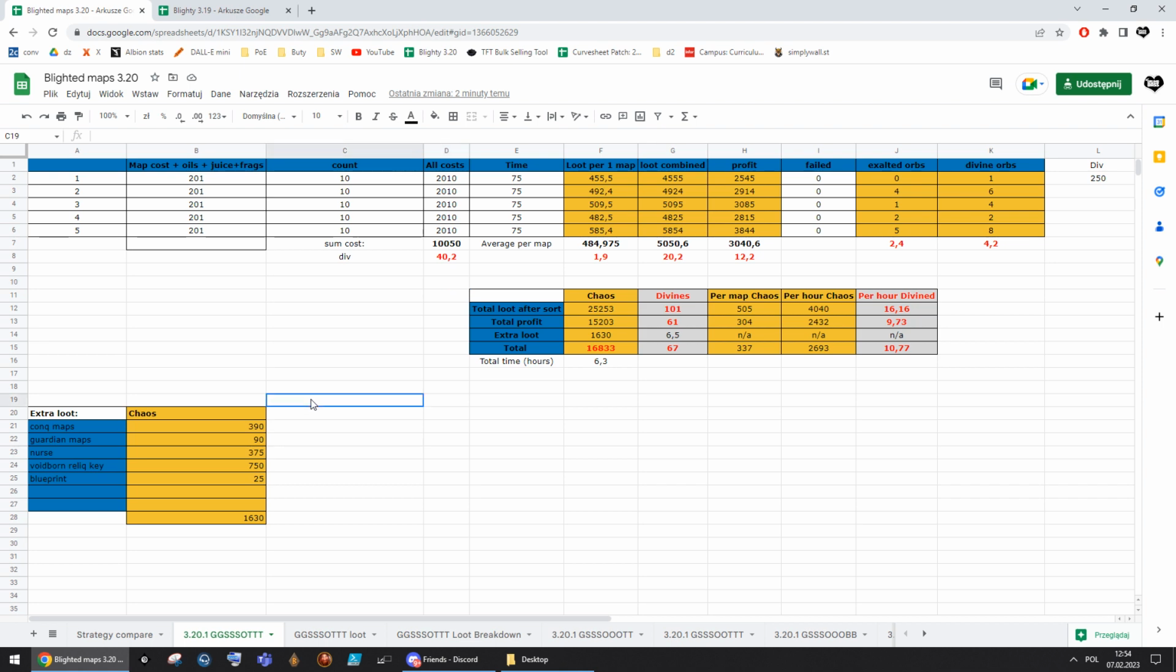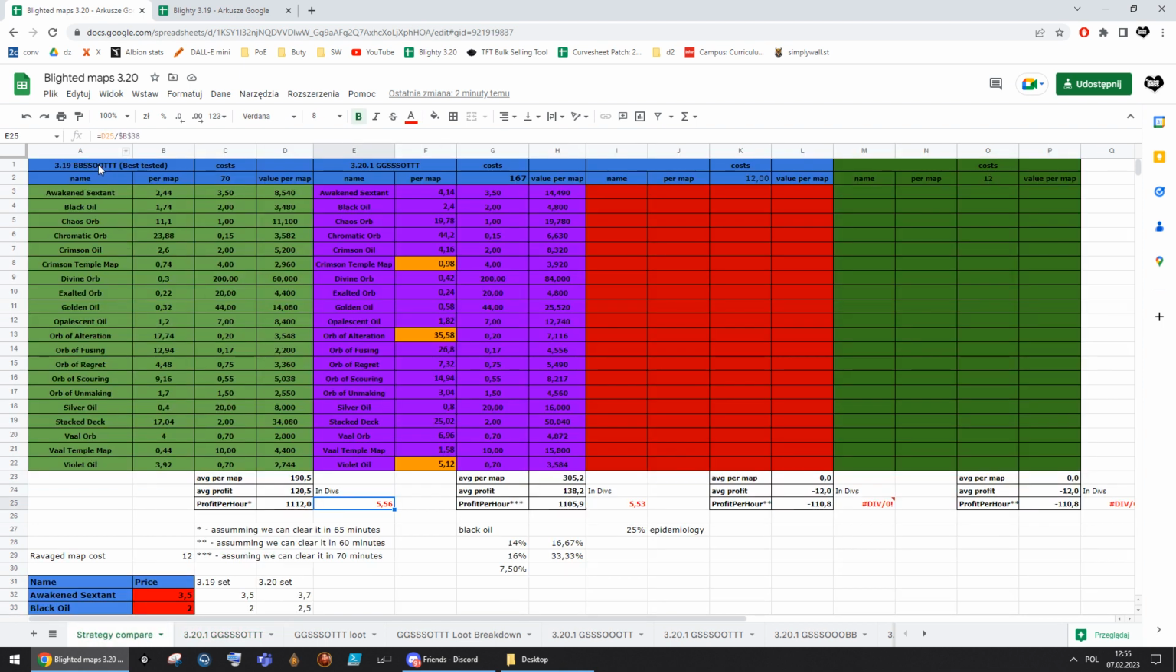And yeah, if it's worth it, after I, let's say, normalize the profits, I think I'm still going to test this strategy, this league, right? To see what it is in version 3.20. When I tested like 10 maps, it was far beyond. So the oil changes and the black oil buffs weren't enough.